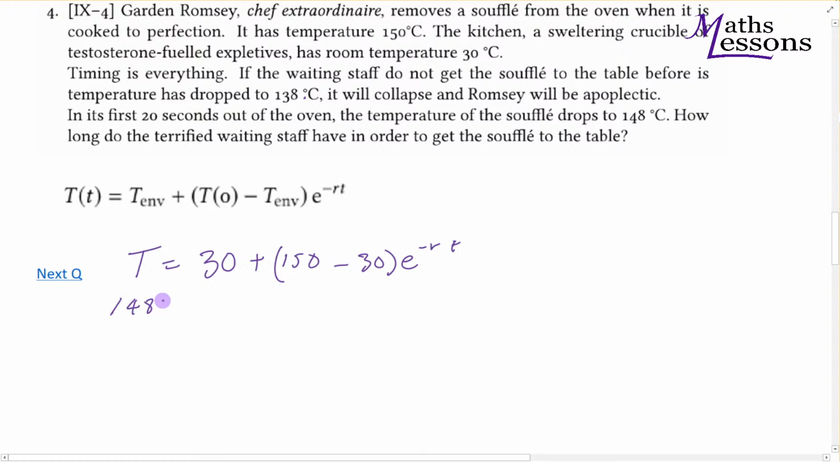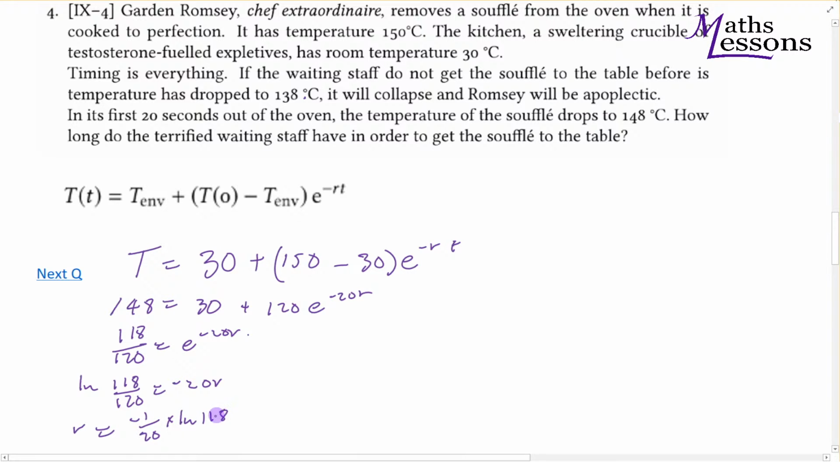So 148 will equal 30 plus 150 minus 30, so that's going to be 120 times e^(-rt). And t was 20 seconds, so it's going to be minus 20 lots of r. So we take the 30 away, we get 118. Divide by 120. And that will give us e^(-20r). So if we rearrange this, we get natural log of 118 over 120 will equal minus 20r. Undo e by taking natural logarithms of both sides. Then we divide by minus 20. So r will equal minus 1 over 20 times the natural log of 118 over 120. And that comes out to be about 8.4 times 10^(-4).